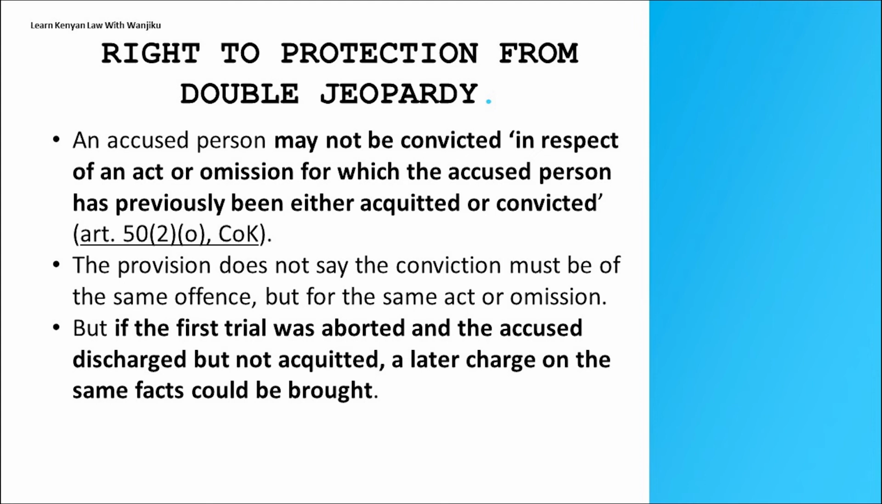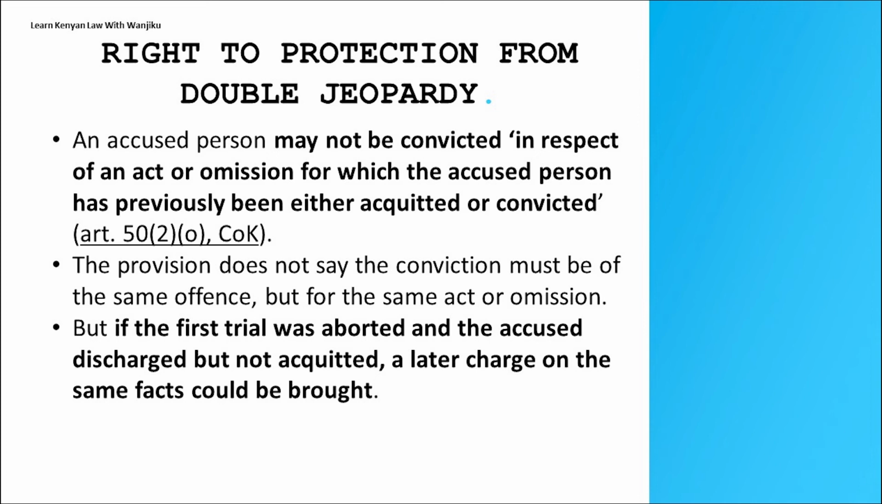Or rather, if I was acquitted of a specific crime, maybe the court acquitted me of it, then there's no way I can be taken to court 10 years later for a crime that I was already acquitted of. However, if the trial was aborted, and I, as the accused, was discharged, but I was not acquitted and I was not convicted, then even if it is 10 years later, a charge on the same facts could be brought.